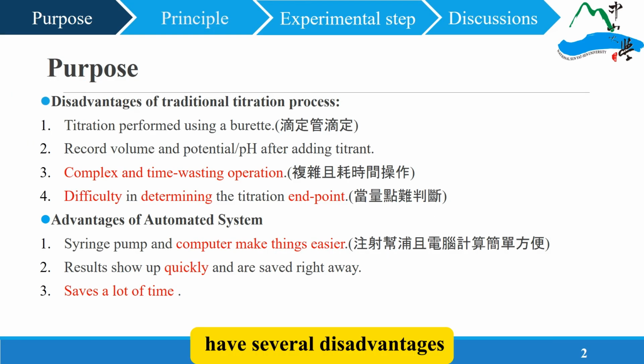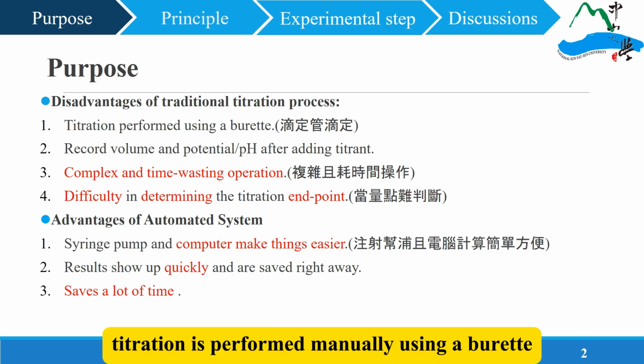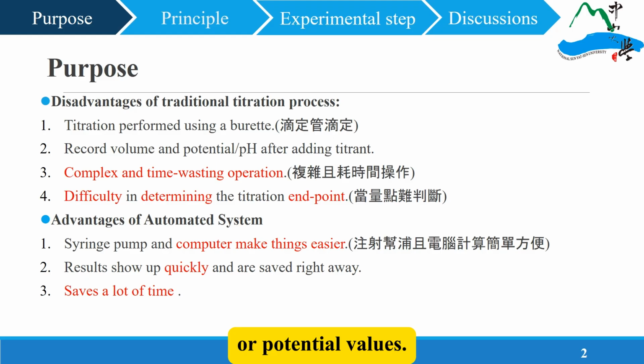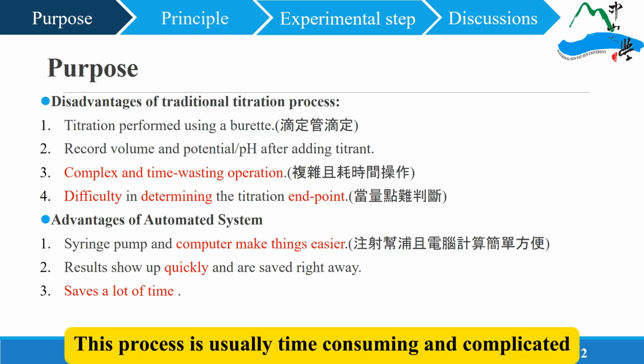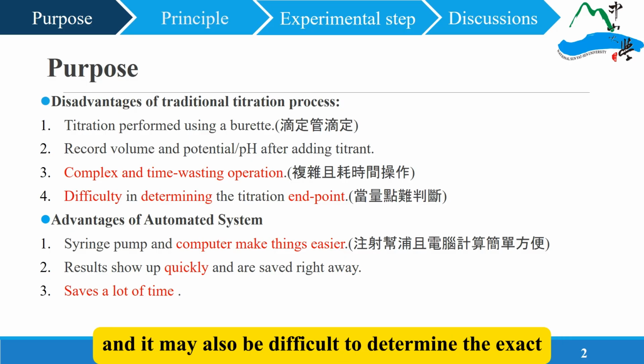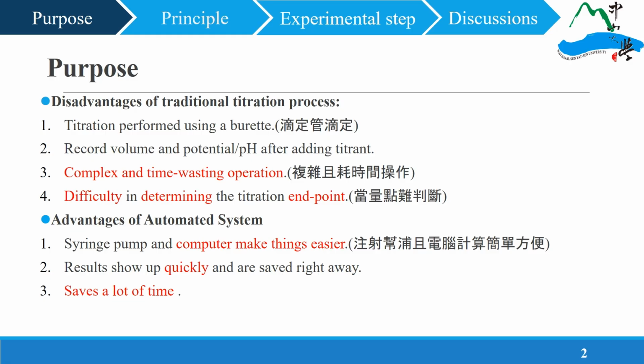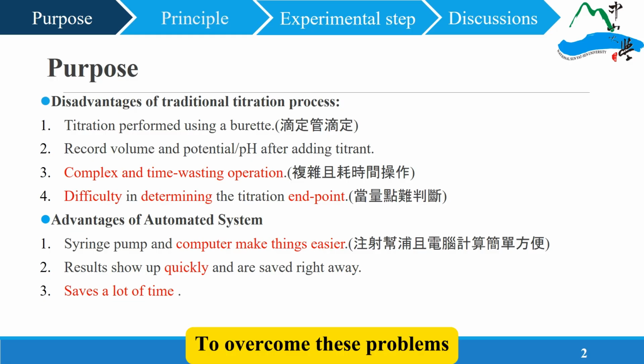Traditional titration methods have several disadvantages. Normally, titration is performed manually using a burette, and the operator must carefully add the titrant while recording the volume and pH or potential values. This process is usually time-consuming and complicated, and it may also be difficult to determine the exact endpoint of the titration. To overcome these problems, an automated titration system is used in this experiment.